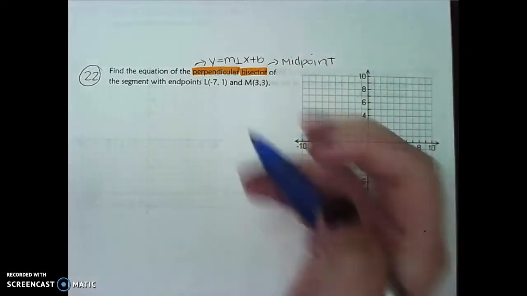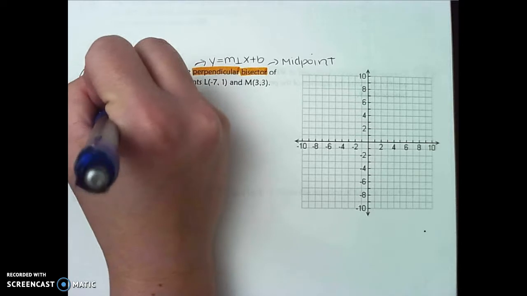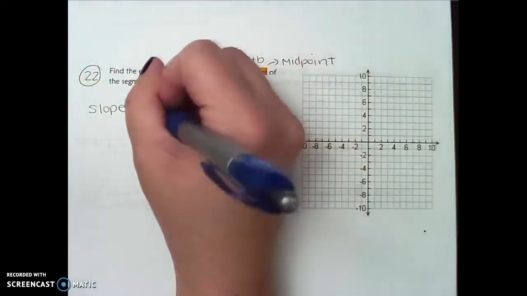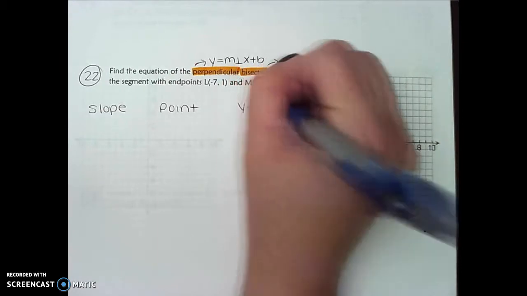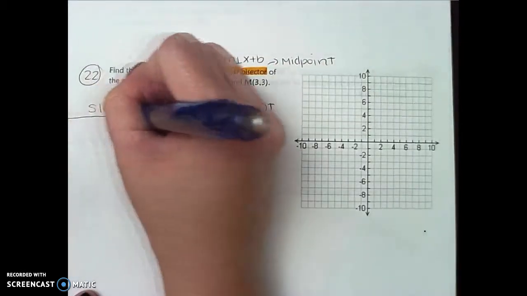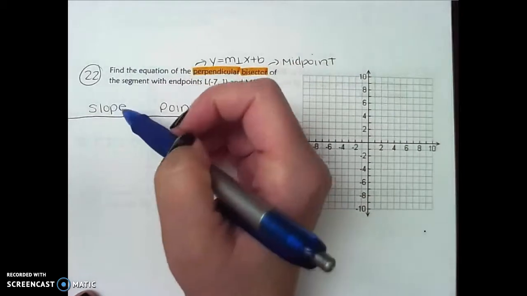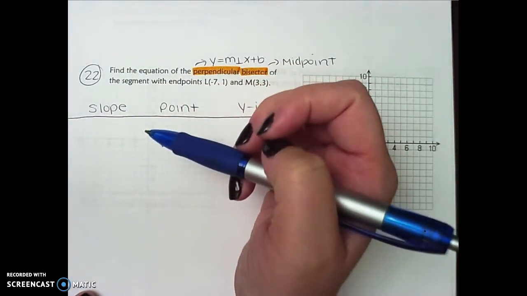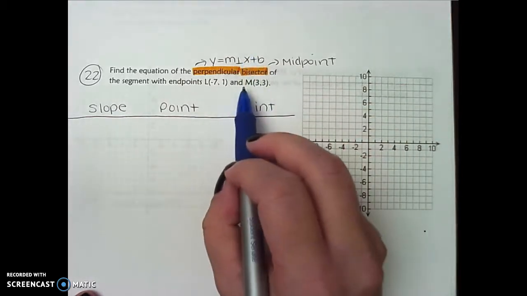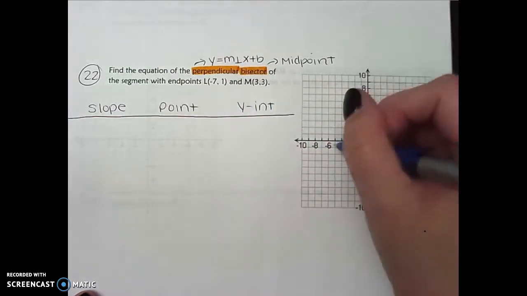So I'm going to go ahead and set up my chart. I know that I still need to find the slope, a point, and then the y-intercept. So the first thing I'm going to do is find the slope. I have two options. I can use a slope formula, or I can graph my points, graph my segment, and find the slope on the graph, which is what I'm going to do now.